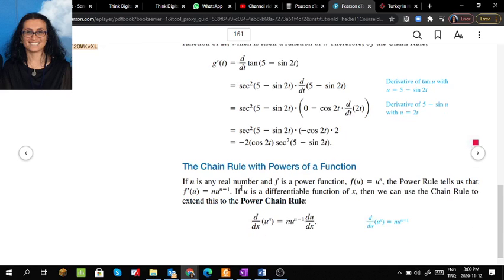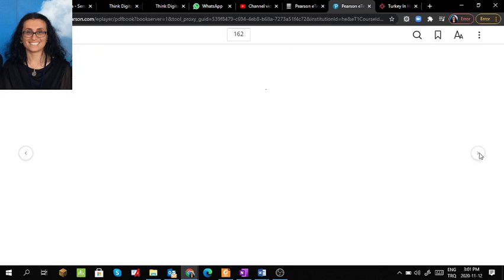And let's see, there's a power chain rule, in which n is a real number, f is a power function, as you would see here, f of u equals u to the n. The power rule tells us that the derivative is going to be: take the power to the front and reduce the power by 1, right? This is what we learned about the power rule. But this is the chain rule combined with the power rule, okay? So in this case, u is going to be a function of another, it's going to be composed functions, okay? So let's see the next page.